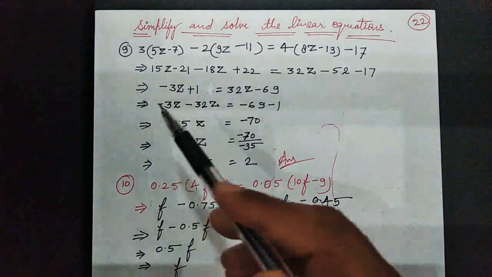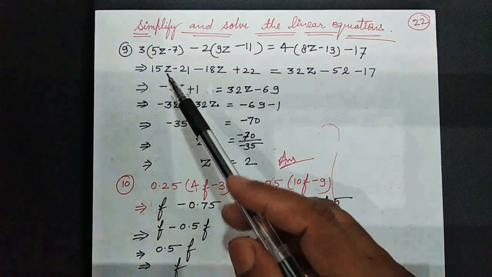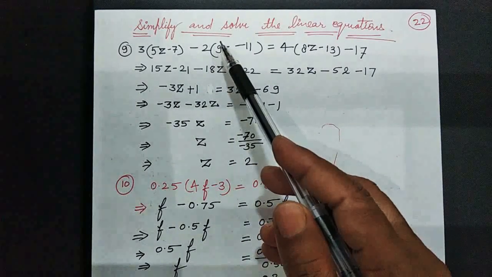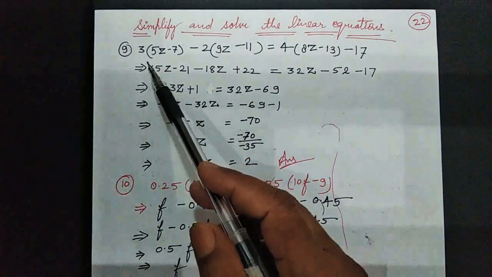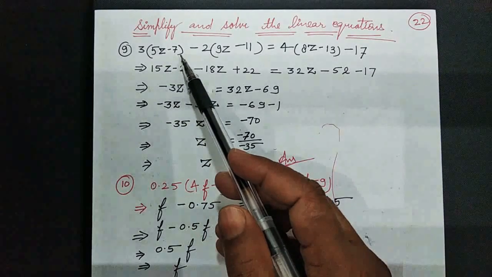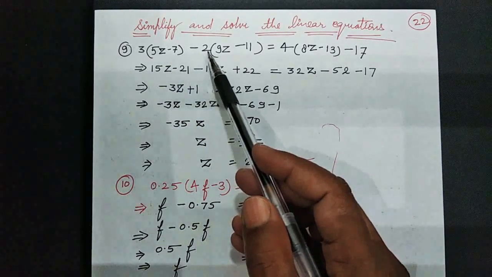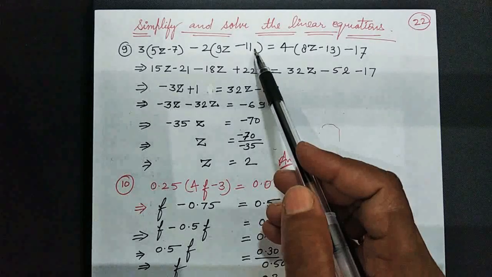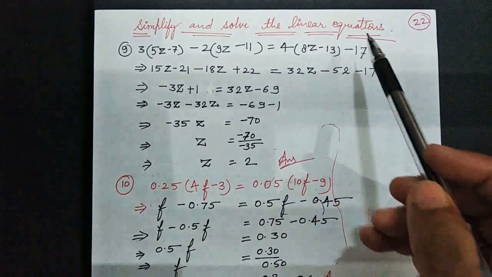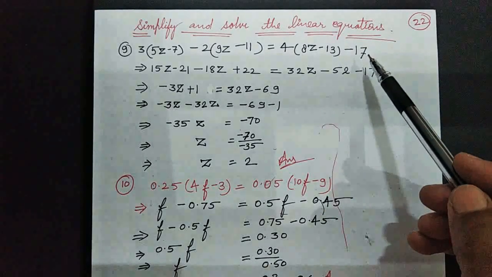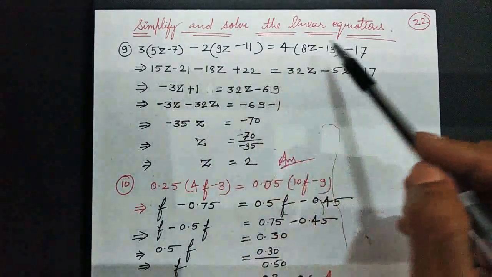Now see the question number 9. Here also you have to simplify and solve the linear equation. The equation is 3 into (5z minus 7) minus 2 into (9z minus 11) is equal to 4 into (8z minus 13) minus 17. Now we will solve this equation.